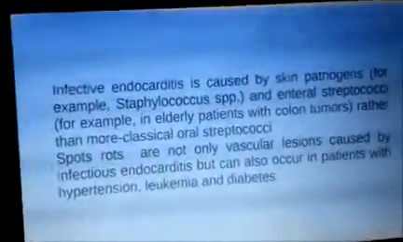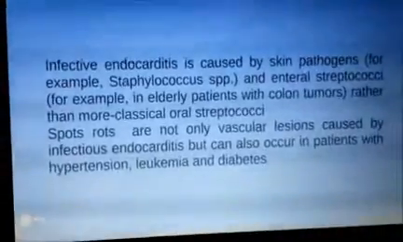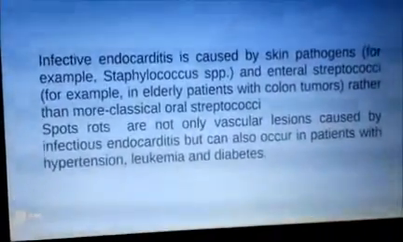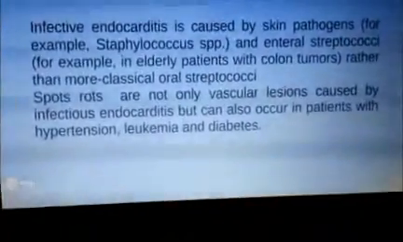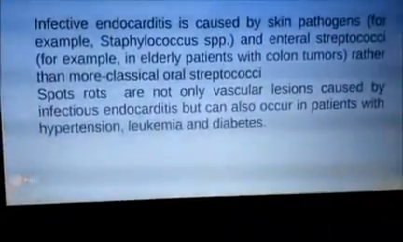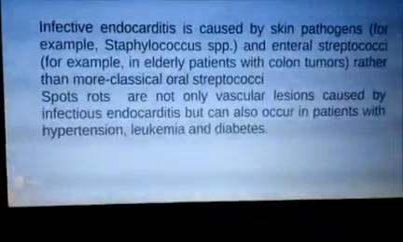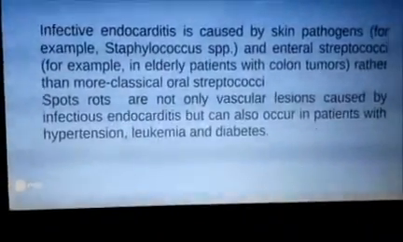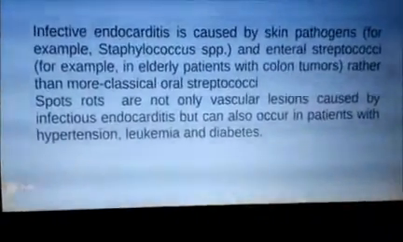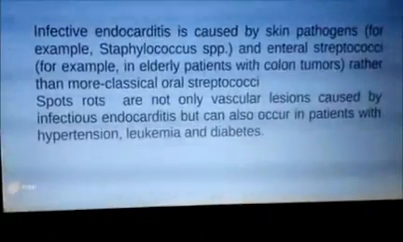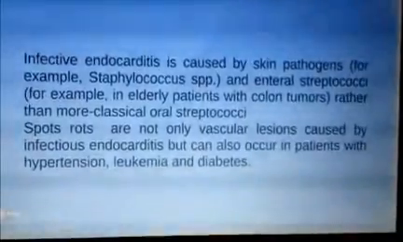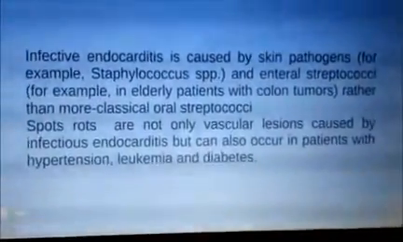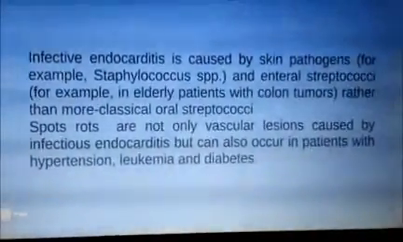Conclusion: infective endocarditis is caused by skin pathogens and Streptococcus, for example, in elderly patients with colon tumor, rather than the more classical oral streptococcus. Roth spots are not the only vascular lesions caused by infective endocarditis but can also occur in patients with hypertension, leukemia, and diabetes.